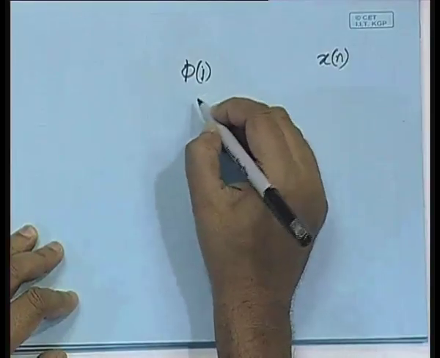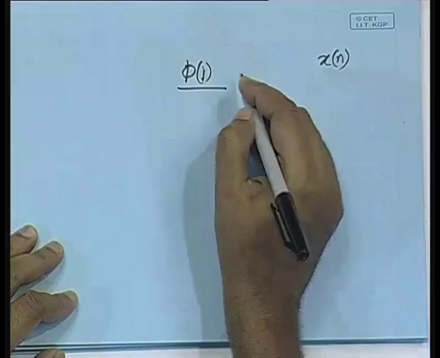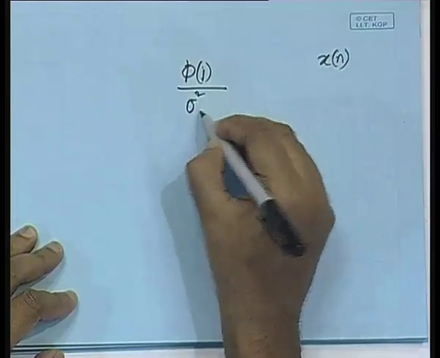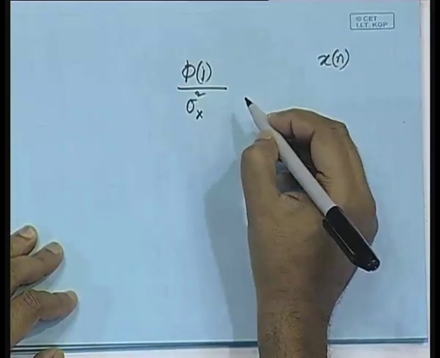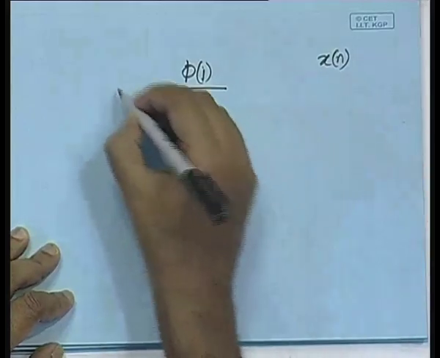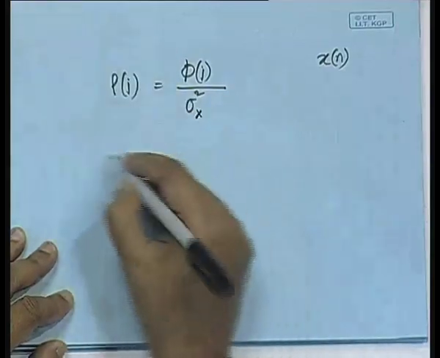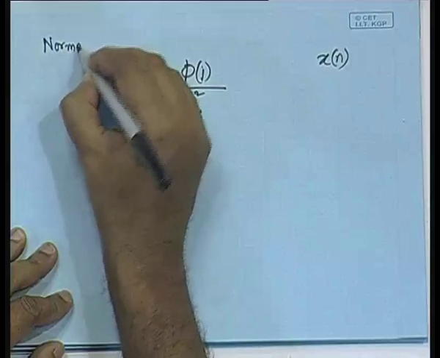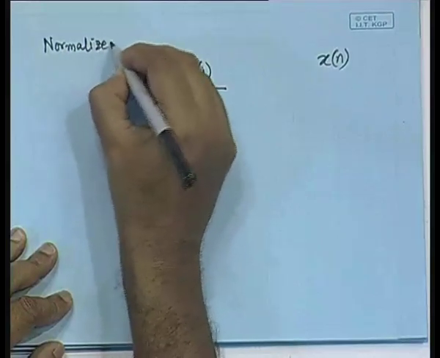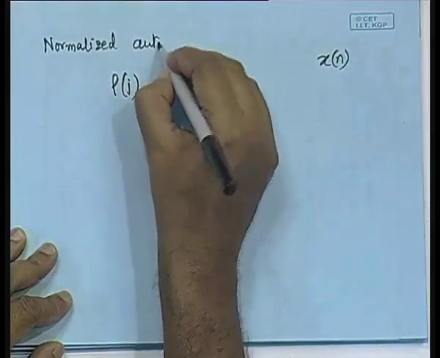And instead of defining the autocorrelation directly, we divide the autocorrelation by the signal variance sigma square x and call this quantity rho of j. So rho of j we are calling the normalized autocorrelation. This is called the normalized autocorrelation.